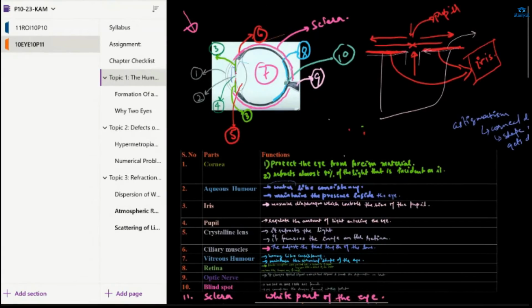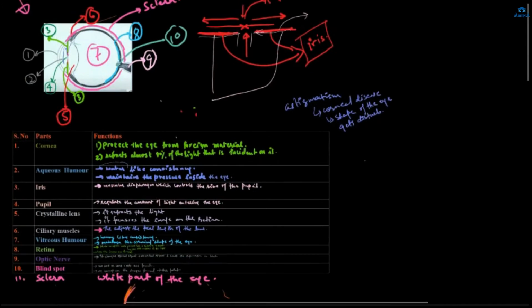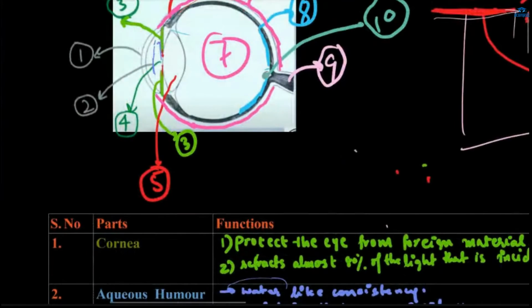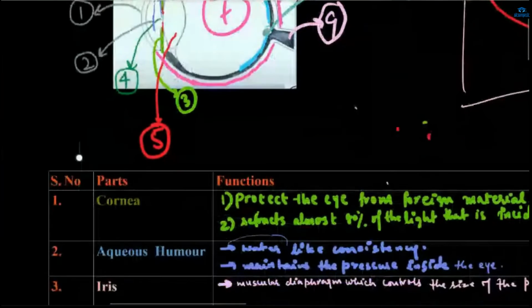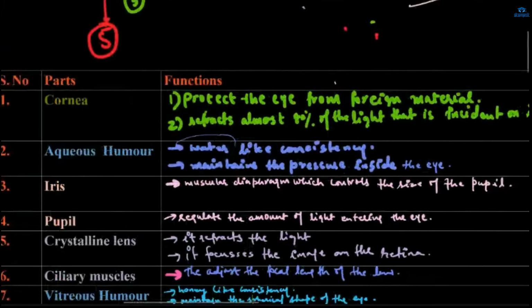Let's revise, Safia, what we studied in the last lecture. First was the cornea. Cornea is the first part of the eye, the outer surface of the eye, which protects the eye from foreign material. As I told in the last lecture, it protects the eye from foreign material just like the plasma membrane does to the cell.